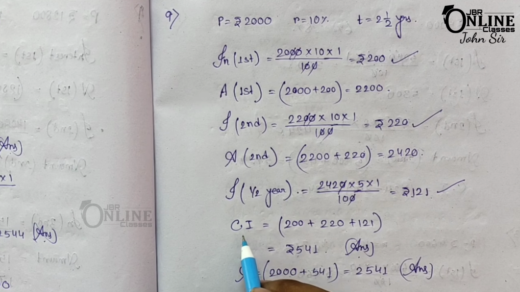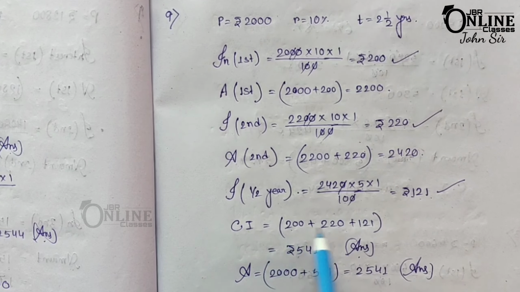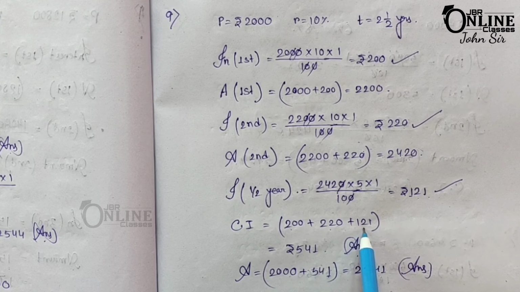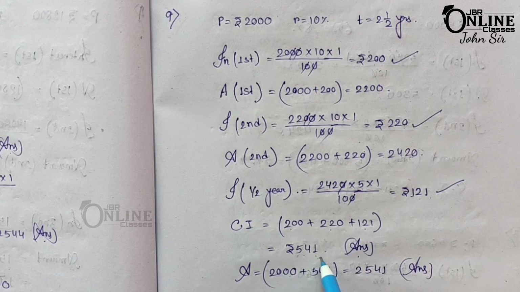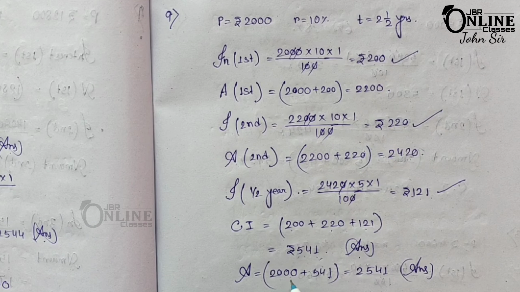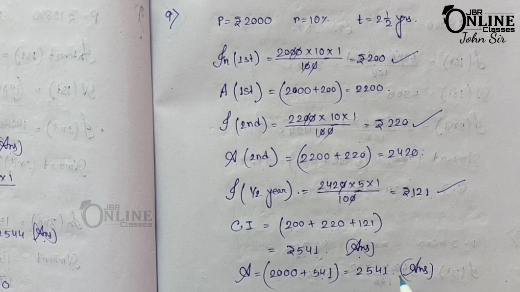Okay, now you have to find out total compound interest. So that will be this one and this one. So 420 plus 121 becomes 541. So 541 is the total compound interest. Now amount equals principal plus CI, that equals 2541. So 2541 is the final amount.